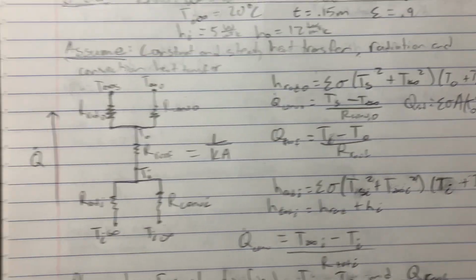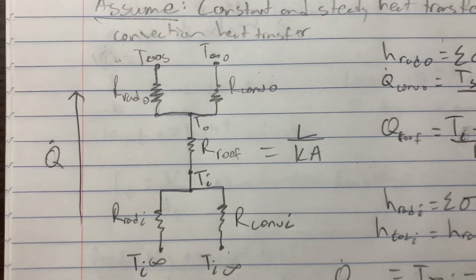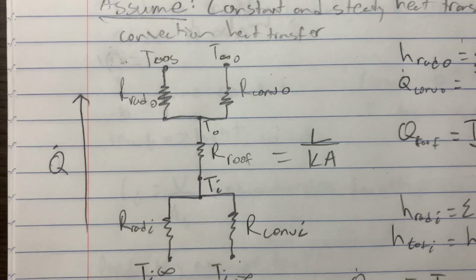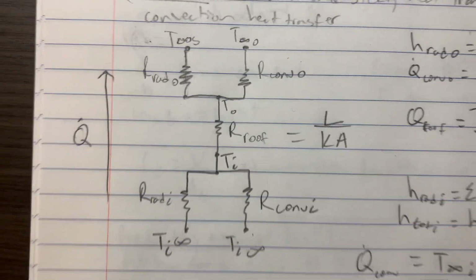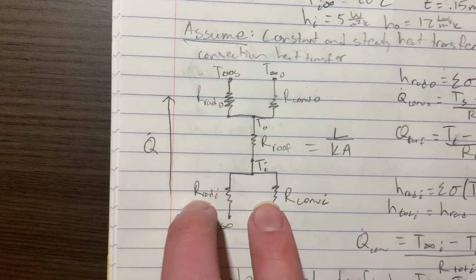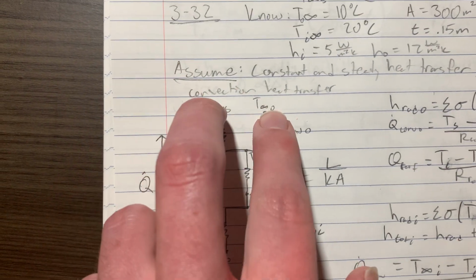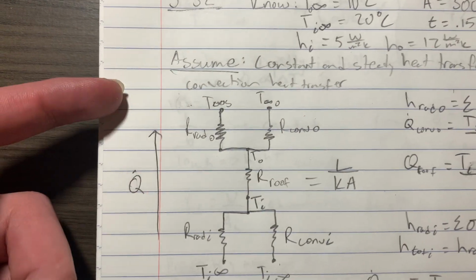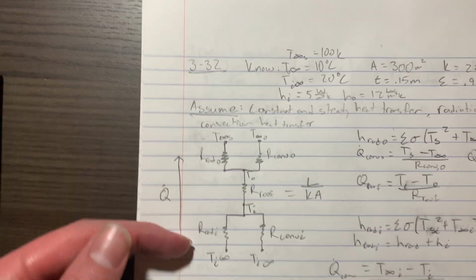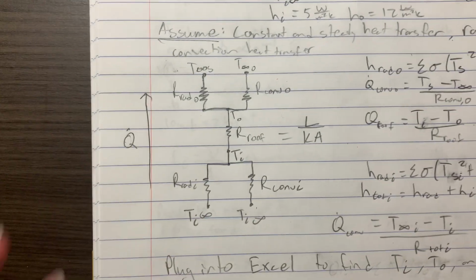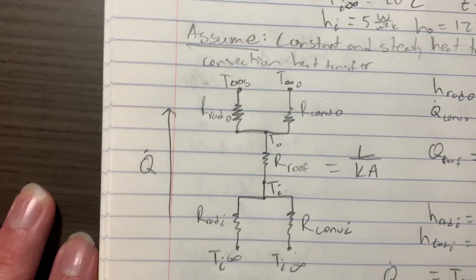resistance. So overall, it's going to look like this. You have two in series, and then two in parallel, and then in series. So these two are in parallel in series with this, and these two. Outside the roof, the inside, and heat goes from inside to outside. And so that's basically the flow.